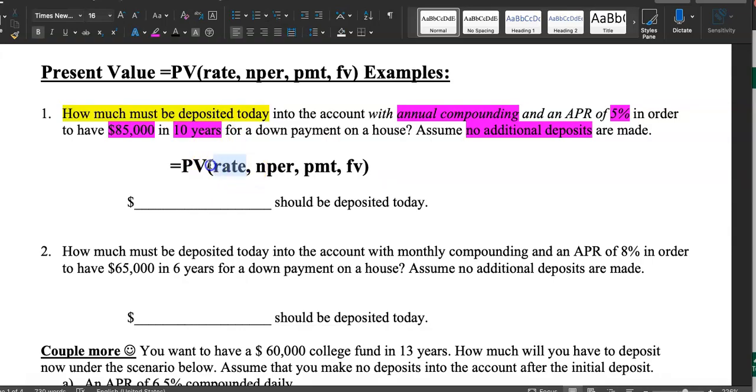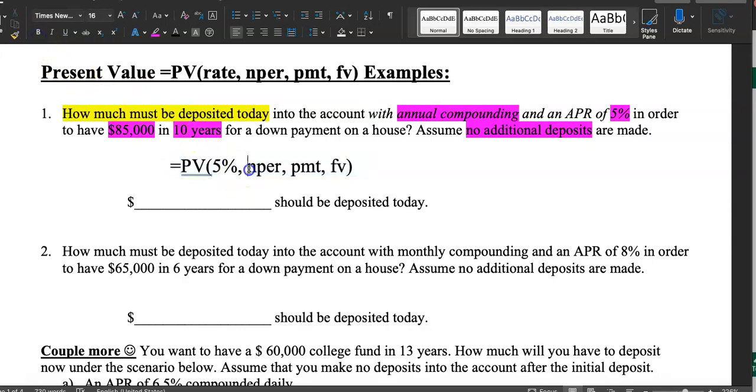Now, what's the rate? Now, rate is going to be, remember they gave you 5%, right? It's 5%, and usually you will have to divide this by n value, like how many times are we compounding per year? But notice, because this was annual compounding, n is simply 1. So if it's annual compounding, you don't have to divide this annual percentage rate by anything, because 5% divided by 1 is just going to be 5. So that's okay. For annual compounding, no need to divide by anything.